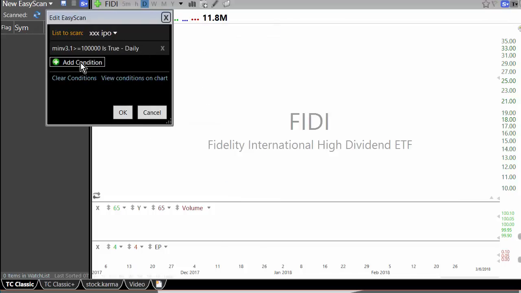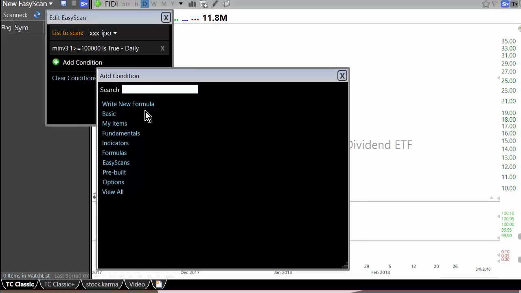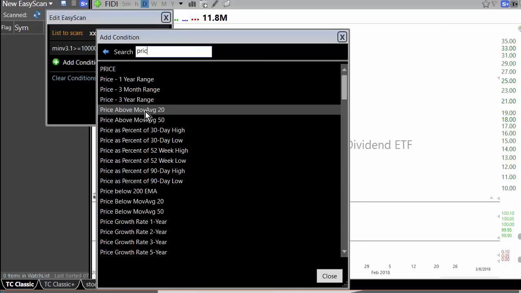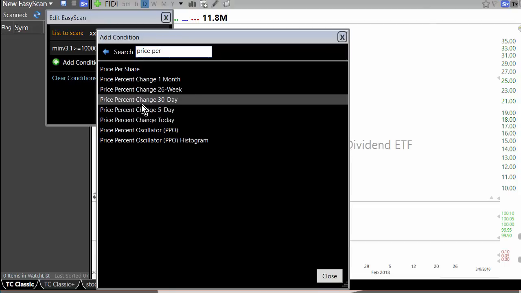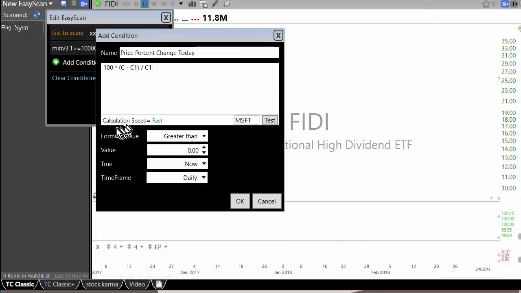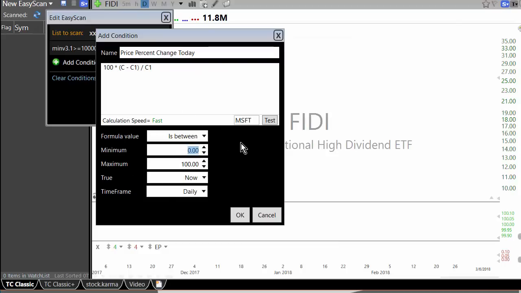So that's the liquidity condition. Next condition is what? Price percent change. So how do you find price percent change? Obviously these are IPOs, so you're not going to be using the TI65 condition on it. So price percent change today is between -1% and 1%. Okay, you set it up.